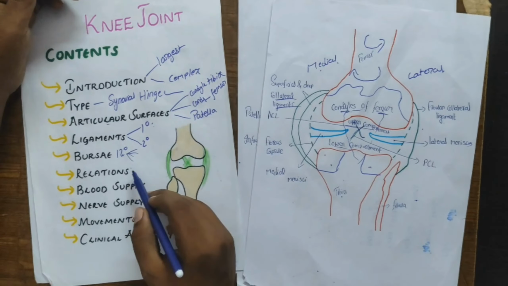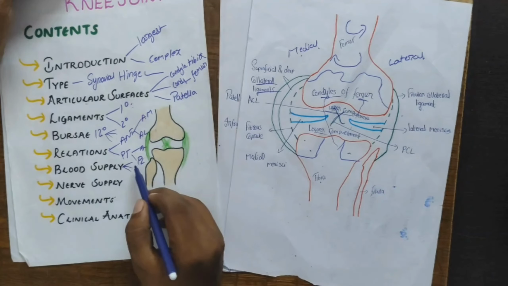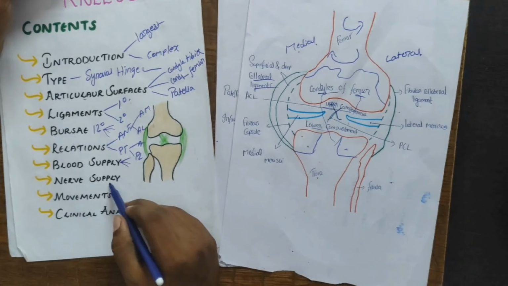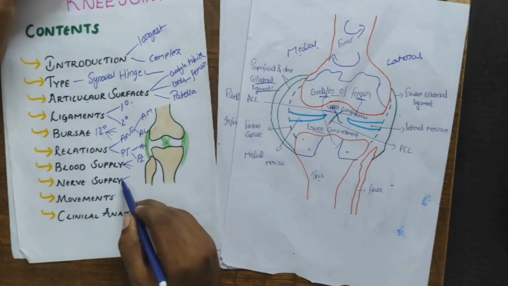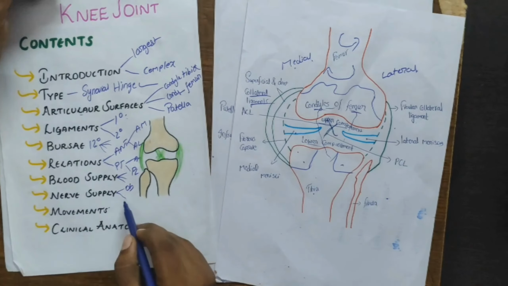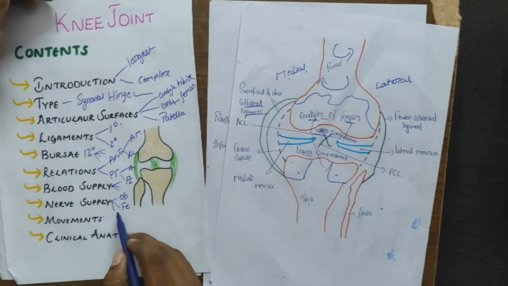Coming to the relations, some anterior and some posterior. Anterior relations are divided into anteromedial and anterolateral; posterior relations into posteromedial and posterolateral. Coming to blood supply, femoral artery, tibial artery; these arteries provide blood supply to the knee joint. Coming to nerve supply, obturator nerve, femoral nerve, anterior and posterior tibial nerve.